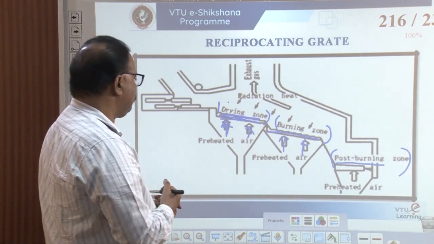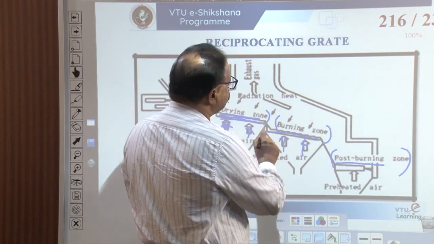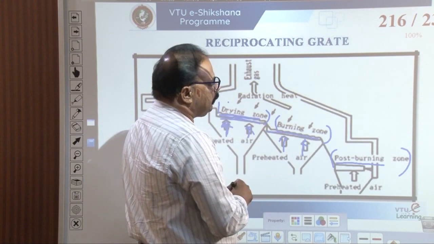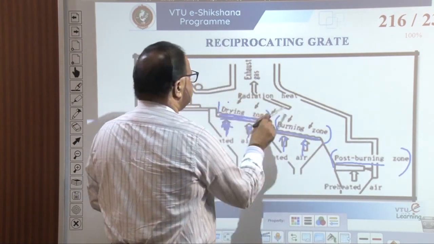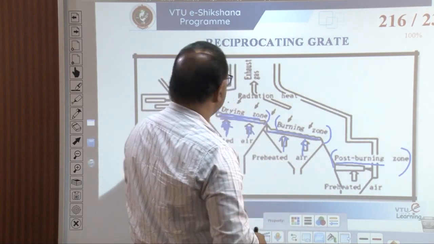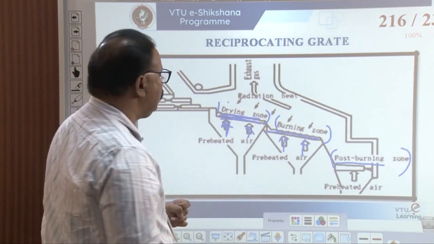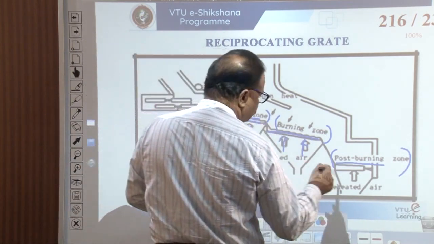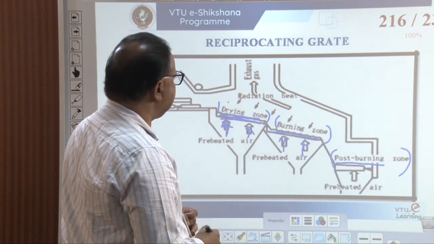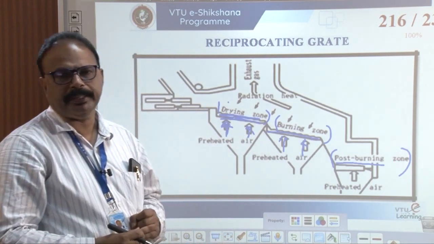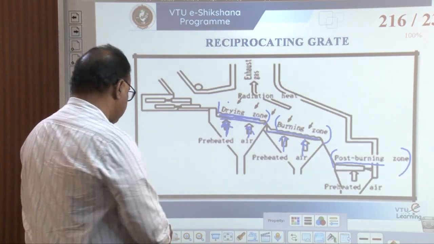These are used for the drying zone, where waste is dried, the burning zone, where waste is burned, and the post-burning zone. In this we can see the radiation, how the waste is burnt. This is the reciprocating grate.